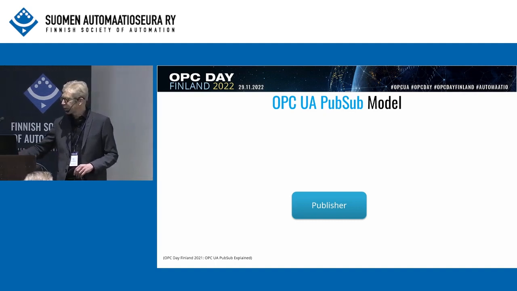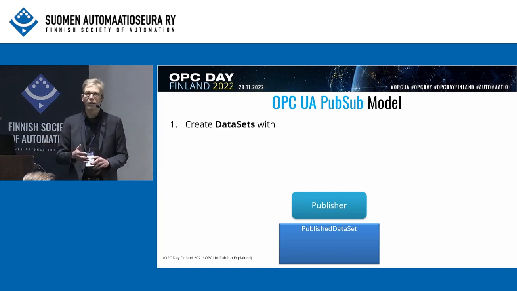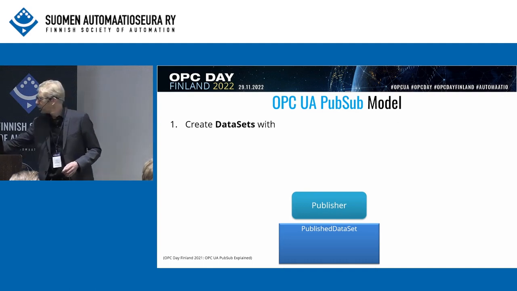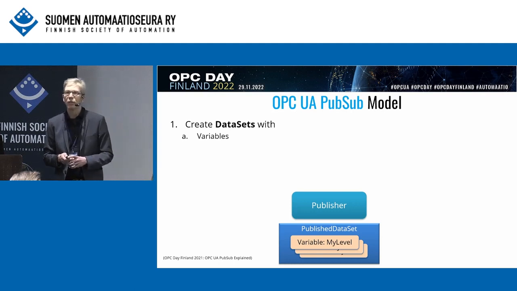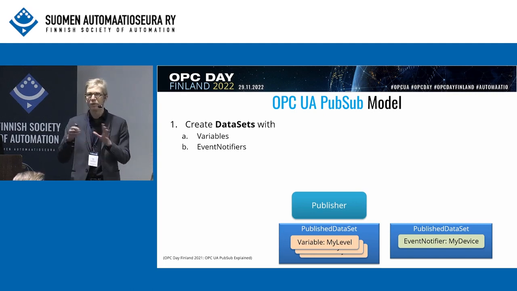But in principle, the publisher subscriber model is simple. We have publisher components, and in the publisher you can create data sets. And the data sets can be created for variables or for events. And this is actually following exactly the client-server model of OPC UA, where you can monitor data changes from variables or you can monitor events. So PubSub is actually sending the same data that you get from client-server if you monitor changes.